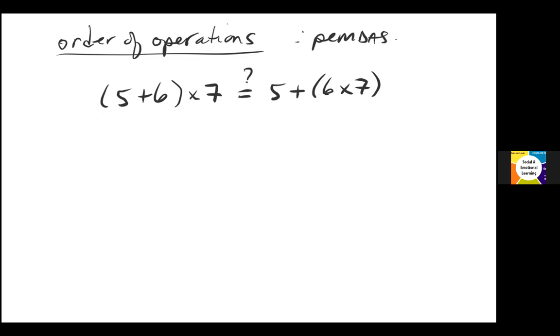If we were to compute the left side, we're going to get 11 times 7, and on the right we're going to get 42. So this is going to give us 77 is equal to 47, which is not true, obviously. So although we've learned these commutative and associative principles, we have to be very careful that we're not using them in conjunction with multiplication and addition at the same time.